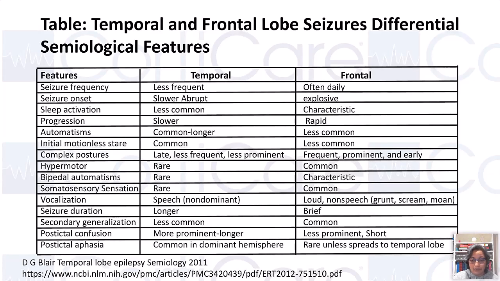The vocalization is very different between temporal and the frontal lobe. Frontal lobe is more of a grunting, screaming, and moaning kind of noise. Vocalization occurs if it is the non-dominant hemisphere, while speech impairment occurs if it is the dominant one, and it's a different kind of scenario when the non-dominant hemisphere is involved. Secondary generalization is less common in temporal lobe, but most frontal lobe seizures do evolve into generalized tonic-clonic seizures.